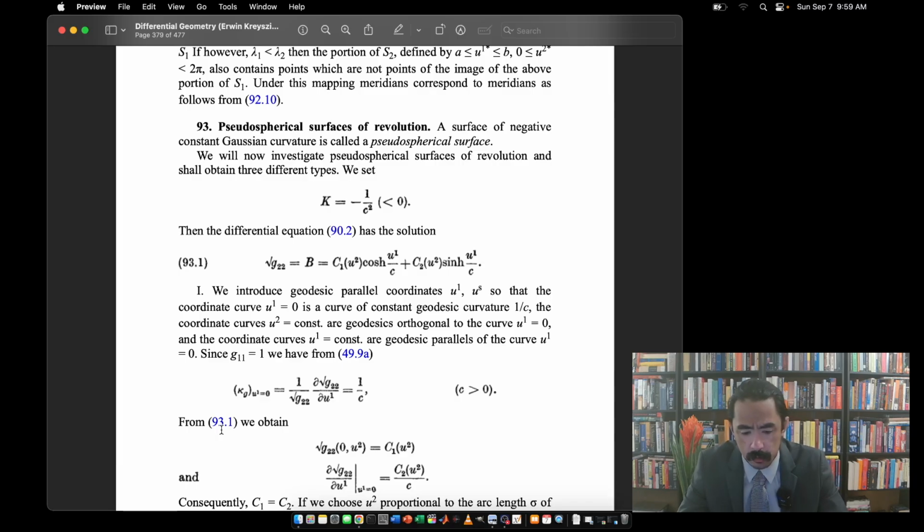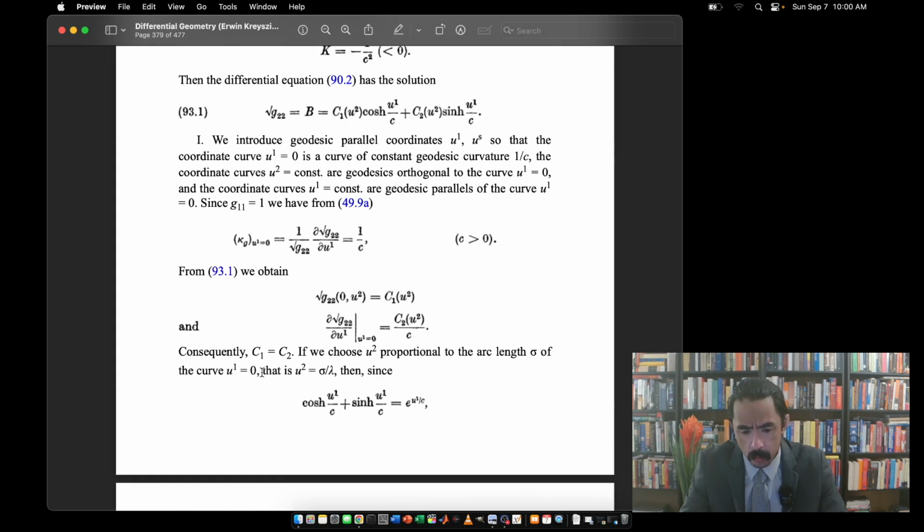That differential equation, in this context of pseudospherical surfaces where we've got negative Gaussian curvature, has the solution: the square root of g sub 2 equals capital B, like I said, is equal to capital C sub 1 of u2. That's not a square, that's a superscript, which denotes a contravariant tensor index, if you will. If it were a subscript, kind of like on that capital C, that's a covariant index. So we're going to move on. Capital C sub 1 of u2 is then times the hyperbolic cosine of u1 over lowercase c, plus, outside of the hyperbolic cosine, capital C sub 2 of u2 times the hyperbolic sine of u1 over lowercase c.